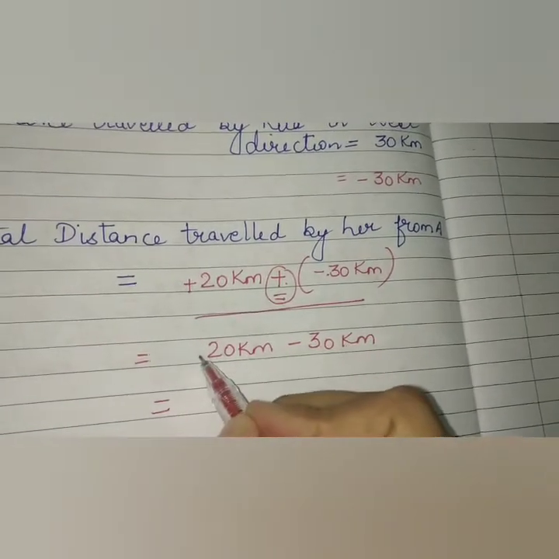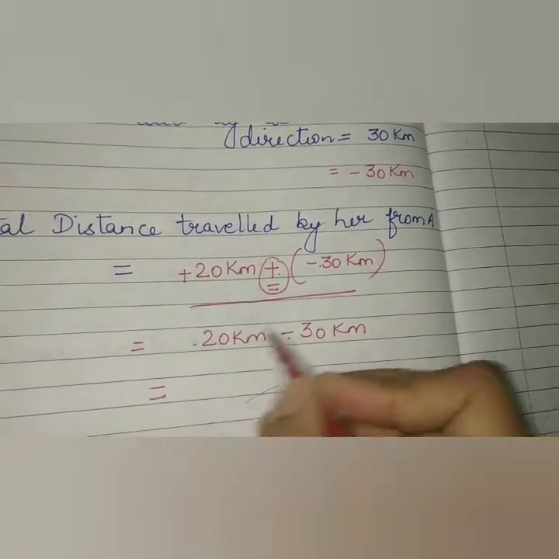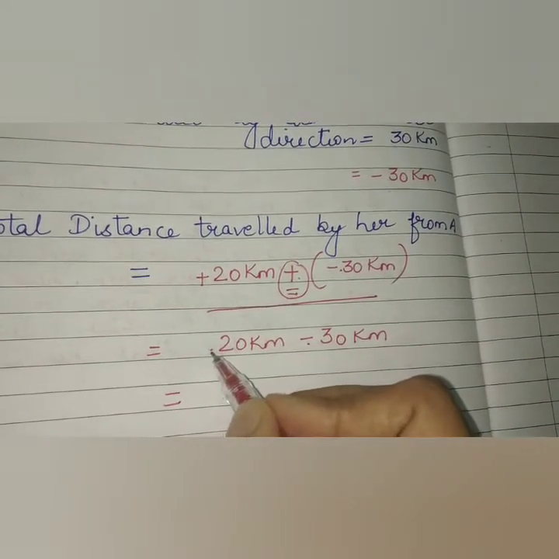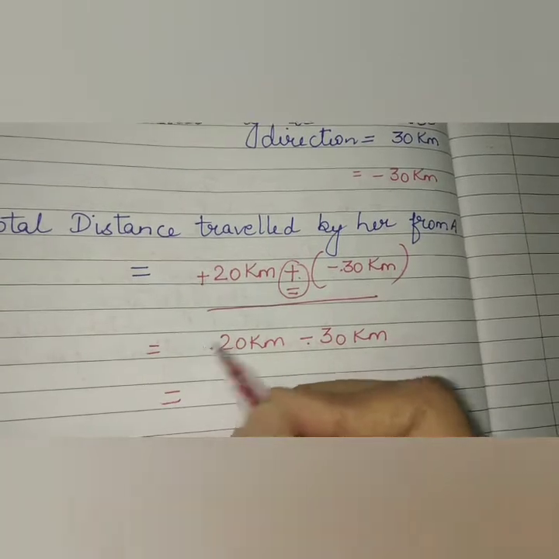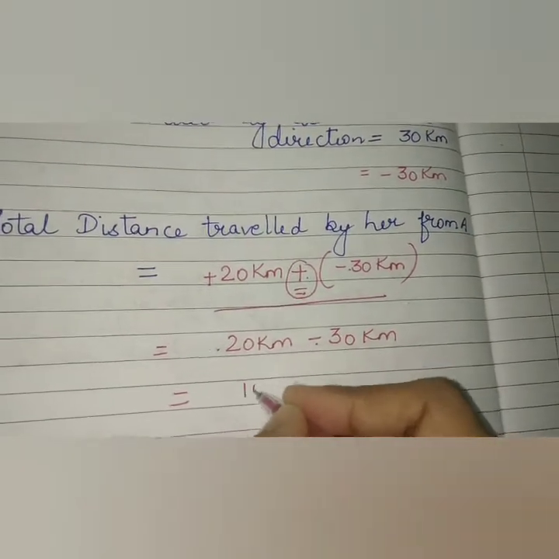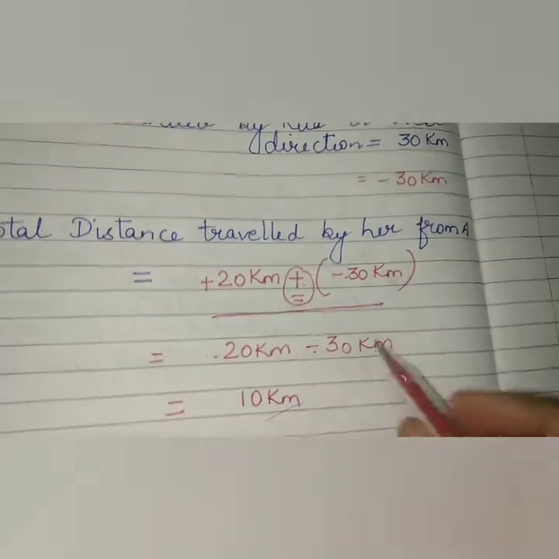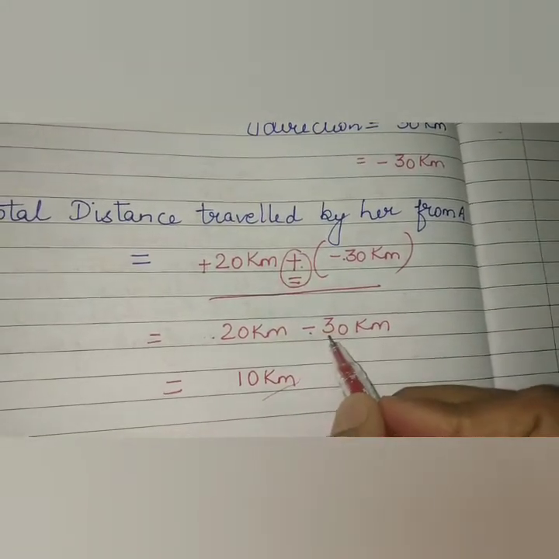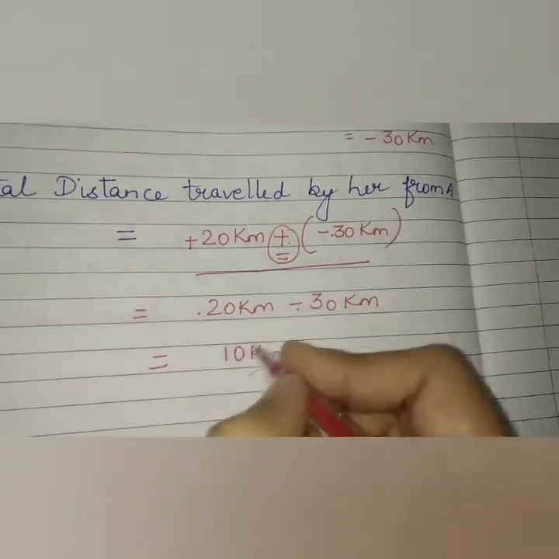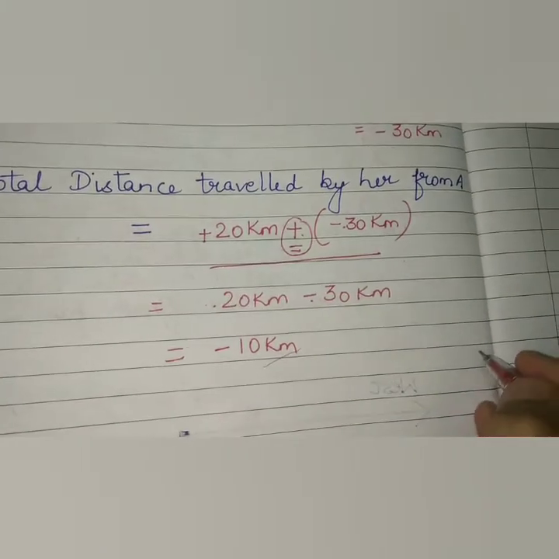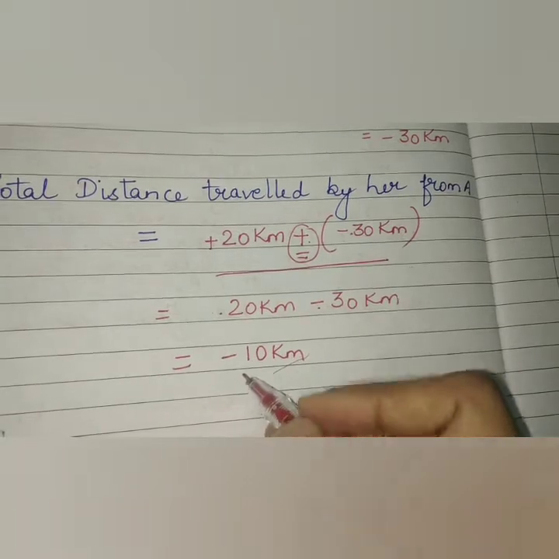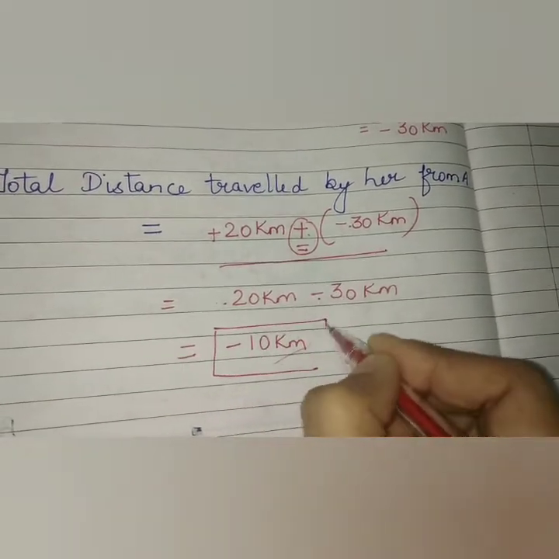Now this value is plus, this is minus. Why am I calling this plus? Because it is not having any sign, it means it's a positive integer. Now plus minus is what? Minus. So 30 minus 20 is 10 kilometer. Now in 20 and 30, which is the greater value? 30 is the greater value. 30 has a minus sign in front of it, so we have to write minus in the answer. So how much distance did she travel from point A? That is minus 10 kilometer.